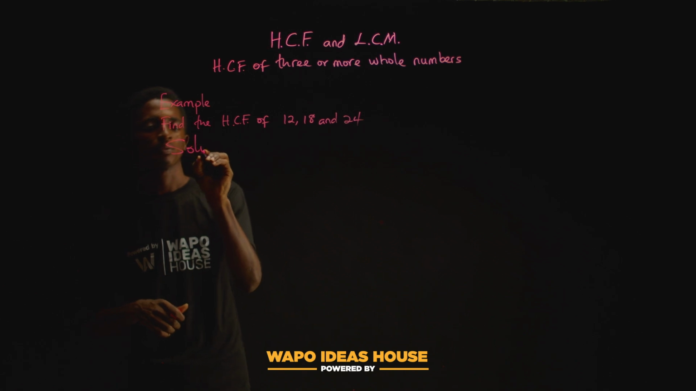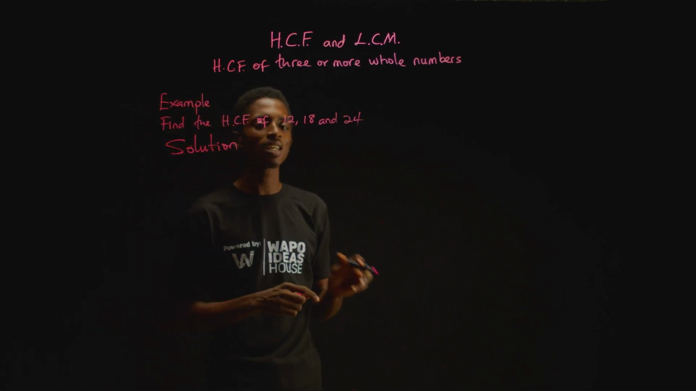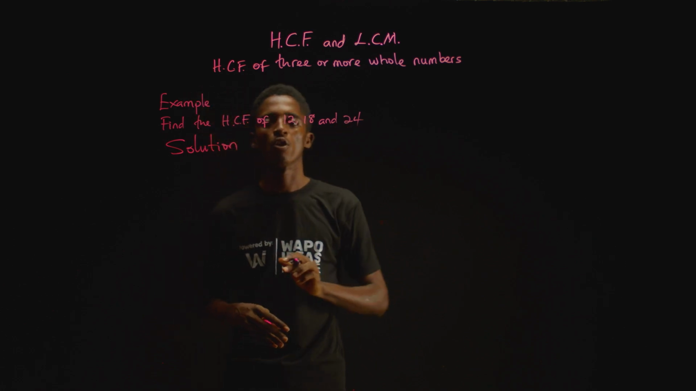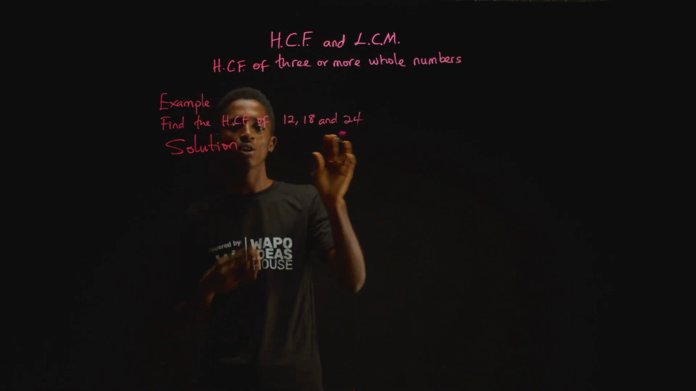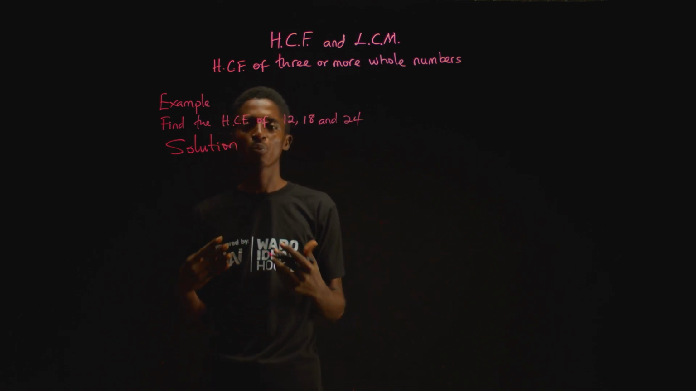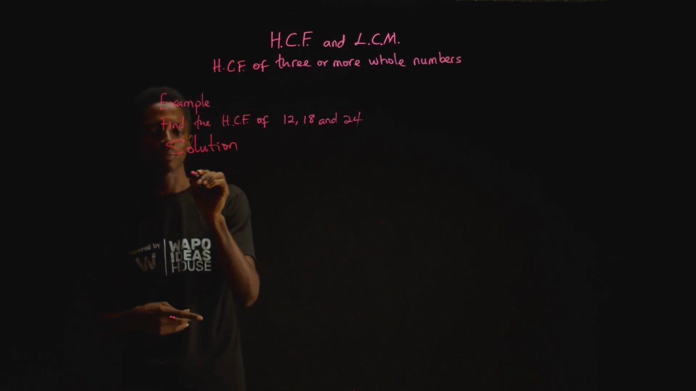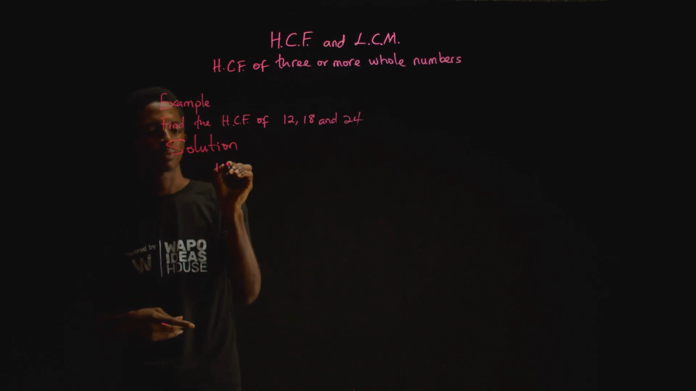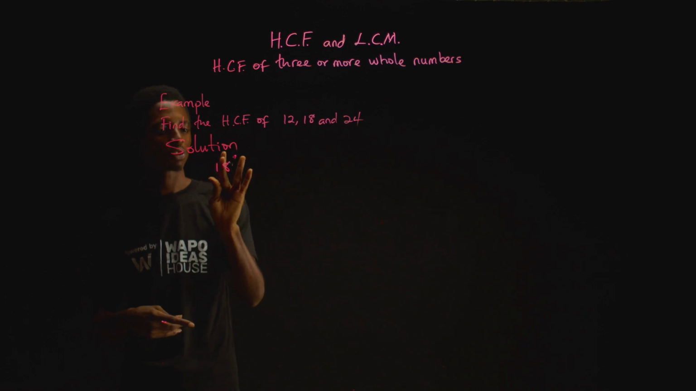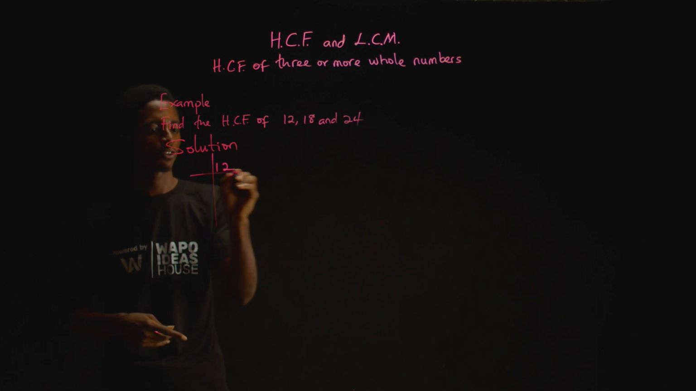Solution. To find the HCF of 12, 18, and 24, we have to first express each of these numbers, that is 12, 18, and then 24, as a product of its prime factors. So let's try that for 12 first.